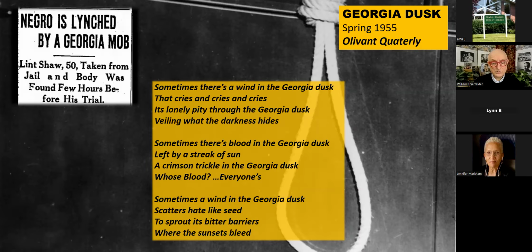Sometimes there's a wind in the Georgia dusk that cries and cries and cries its lonely pity through the Georgia dusk, veiling what the darkness hides. Sometimes there's blood in the Georgia dusk, left by a streak of sun, a crimson trickle in the Georgia dusk. Whose blood? Everyone's. Sometimes a wind in the Georgia dusk scatters hate like seed to sprout its bitter barriers where the sunsets bleed.